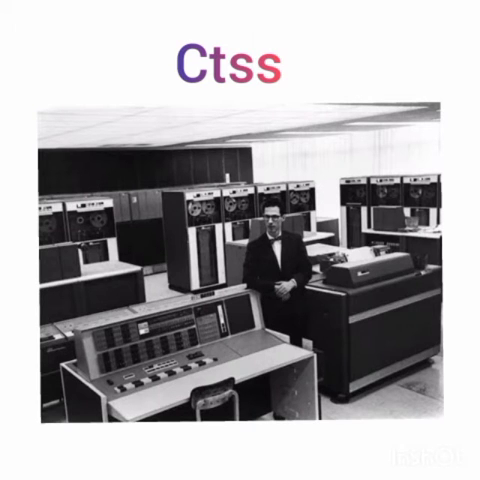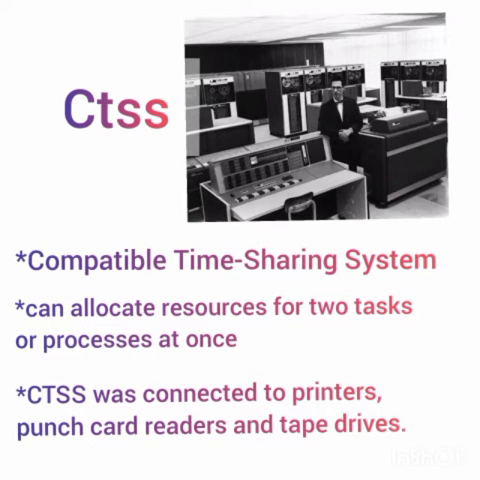CTSS is one of the first time sharing operating systems. It was developed at the MIT Computer Center, working on an IBM 7094 mainframe computer with 32 banks of memory. The second bank was used for the time sharing implementation. Time sharing means the system can allocate resources to two tasks or processes at once. This was a major advance since earlier mainframes and computer systems could only work on one process at a time.